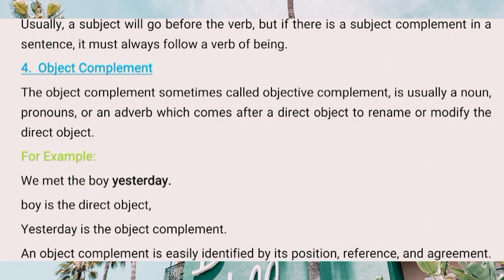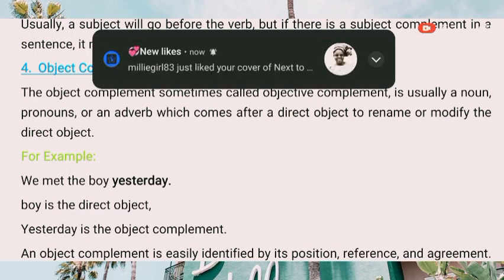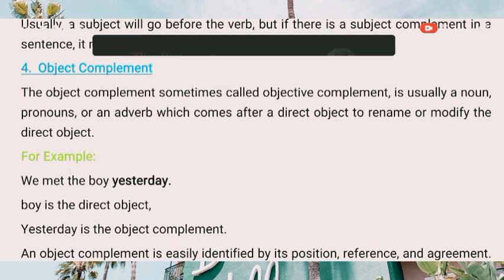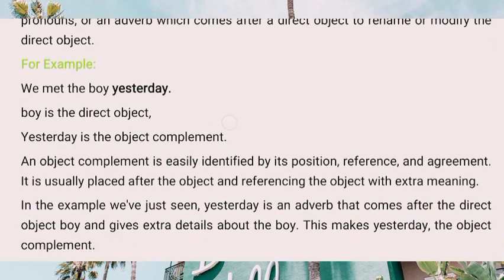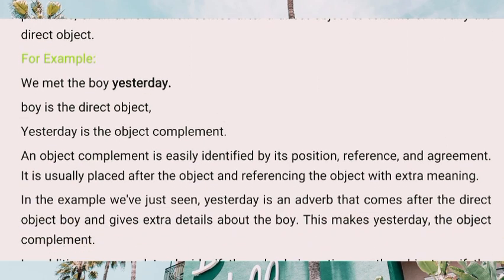So let me quickly remind you about what I said concerning the object. I said the object of a sentence is that which the action of the sentence is taken against, that which the action is performed against. Now let's take a look at some of the examples that I have here.